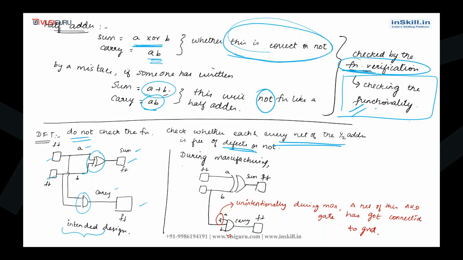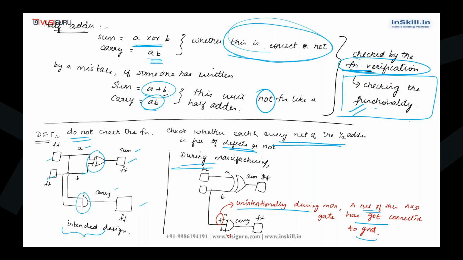Now, say for example, unintentionally during manufacturing, the A net of this AND gate got connected to ground. These kinds of things are what will be checked by the DFT team. DFT team, we do not check the functionality. We check whether each and every net of this half adder is free of defects or not.